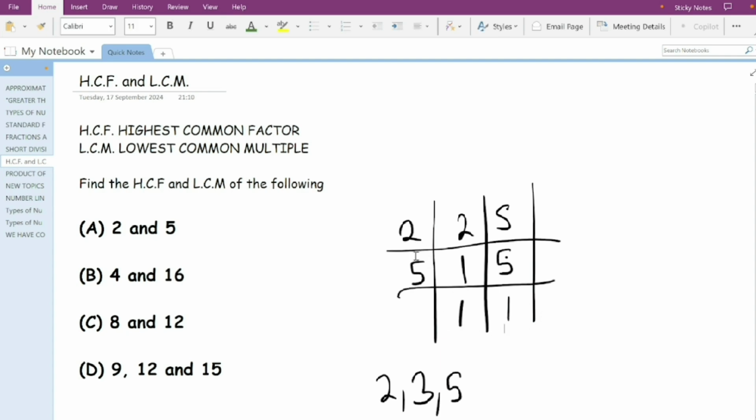So your LCM is now the multiplication of these prime numbers, which is LCM equals 2 times 5, which is 10. You can see that you can also use this method in solving for this and get the same answer. And this technique seems less stressful, so we should note that.